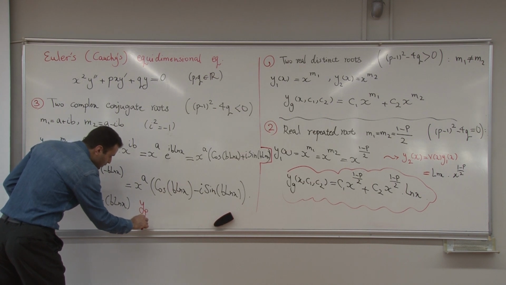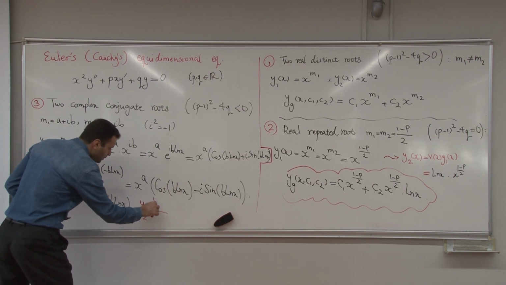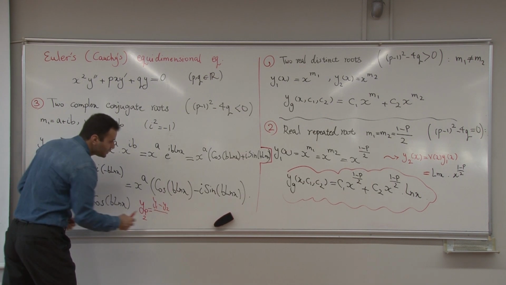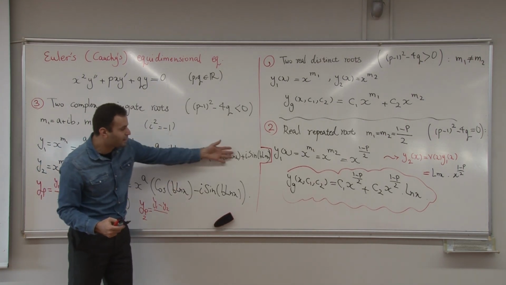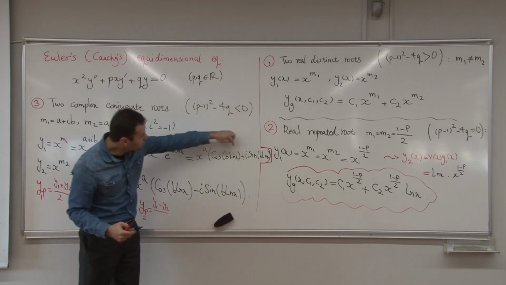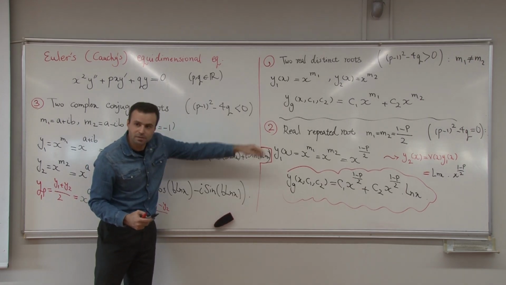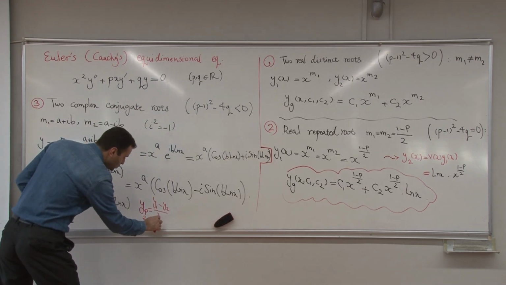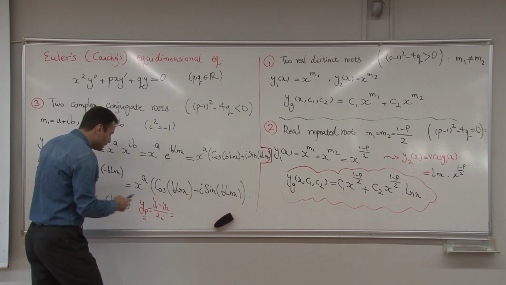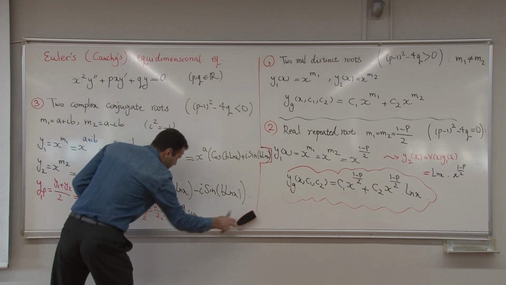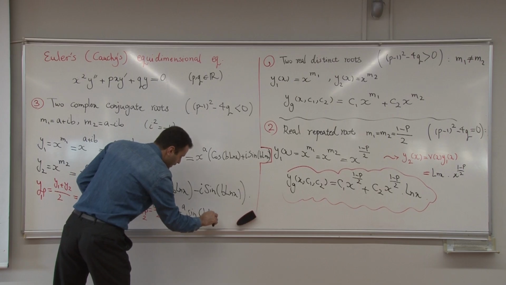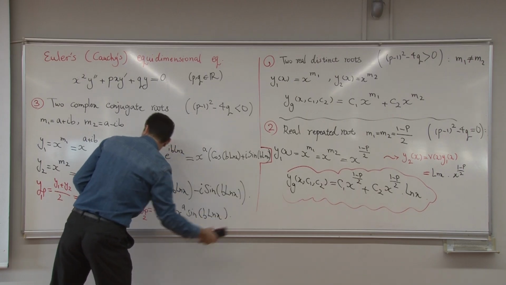And for my second y, if I subtract these two, these cosines are going to cancel out. And I'm going to have 2 times i times the sine of this. And if I divide by 2i, then I'm just going to get x to the power of a times sine of b ln of x. Okay?